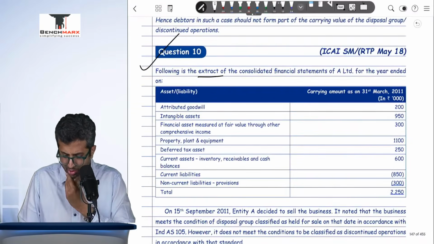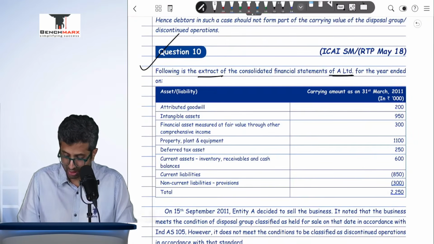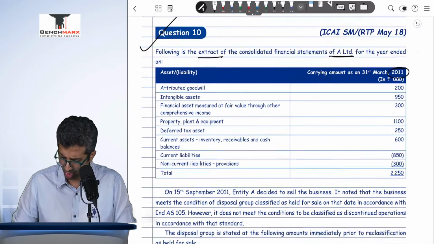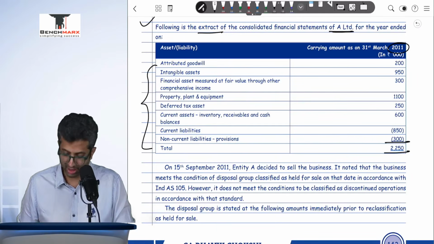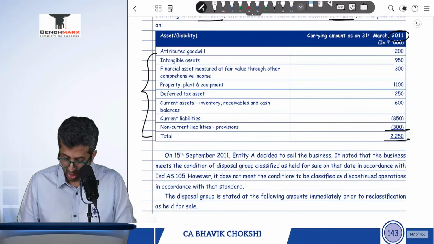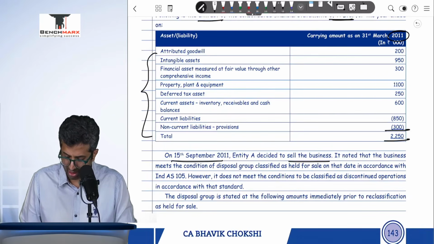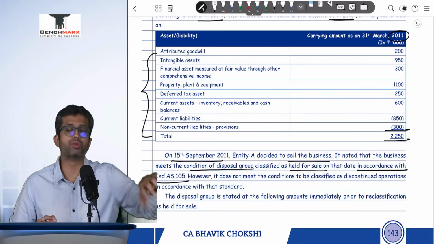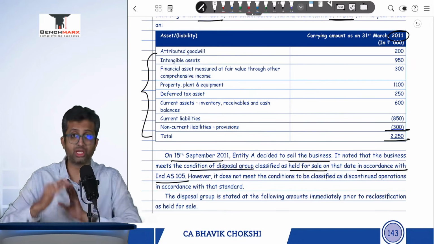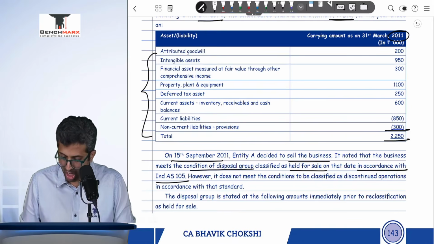So following is the extract of the consolidated statements of A for the year ended on 31st March 11. Okay, so you've been given an extract for all of these items, and this is 2250 after all assets, all liabilities. On 15 September 11, NTTA decides to sell the business. It may be noted that the business meets the condition of disposal group classified as held for sale on that date in accordance with 105. So unlike the last question where you have to figure out what was the date, that was 31st July, here it has been given to you. This is 15 September. However, it does not meet the conditions to be shown as a discontinued operation. Fair enough, in accordance with the standard.